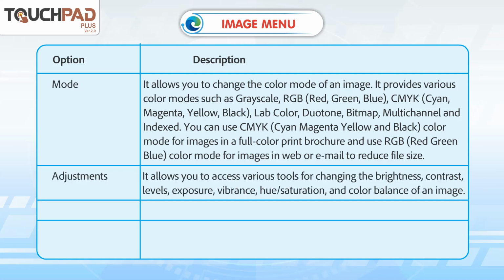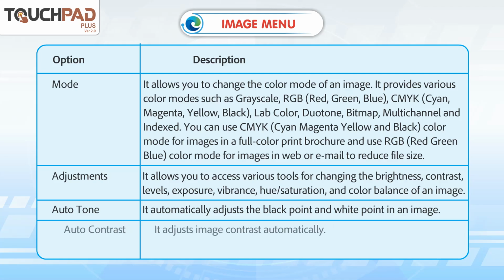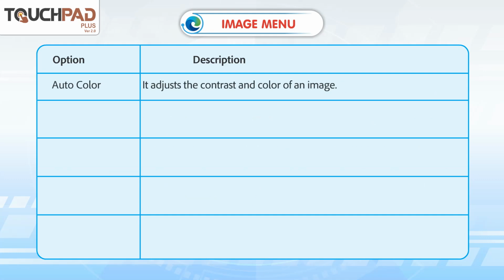Adjustments. It allows you to access various tools for changing the brightness, contrast, levels, exposure, vibrance, hue or saturation, and color balance of an image. Auto Tone. It automatically adjusts the black point and white point in an image. Auto Contrast. It adjusts image contrast automatically. Auto Color. It adjusts the contrast and color of an image.